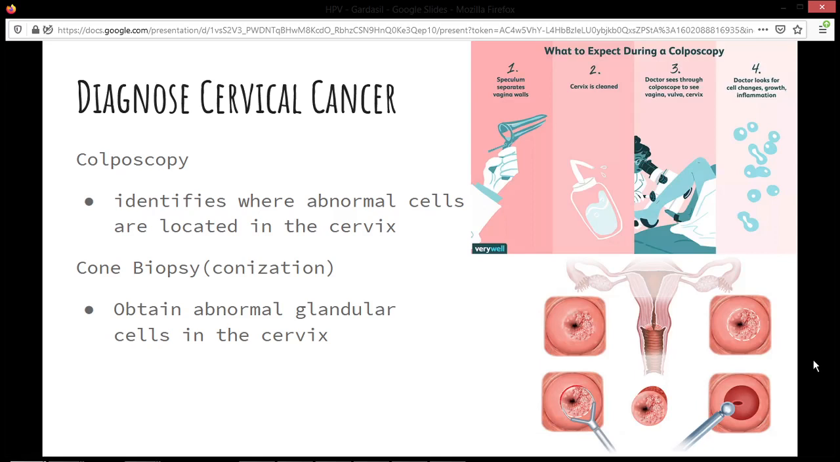If cervical cancer is suspected, there are further tests for diagnosis. Diagnosis requires a colposcopy, and a cone biopsy is performed to remove the precancerous or cancerous cells. Colposcopy identifies where abnormal cells are located in the cervix, and a cone biopsy removes a cone-shaped piece of tissue from the cervix, so it can obtain deeper layers of cervical cells for testing.